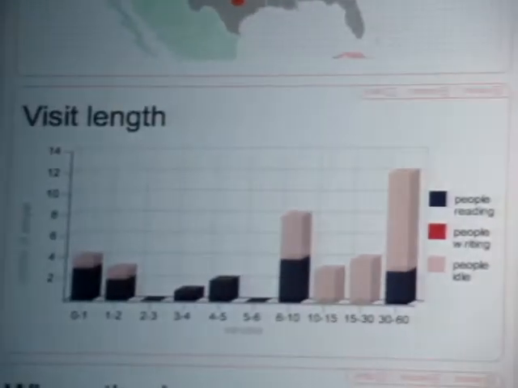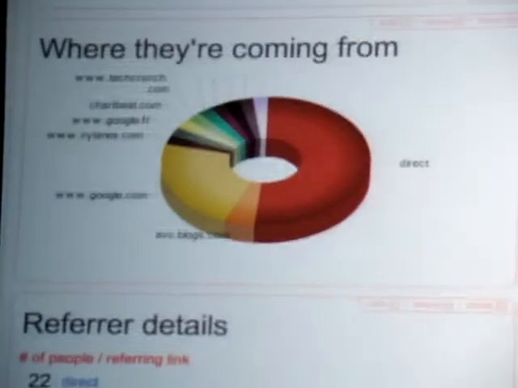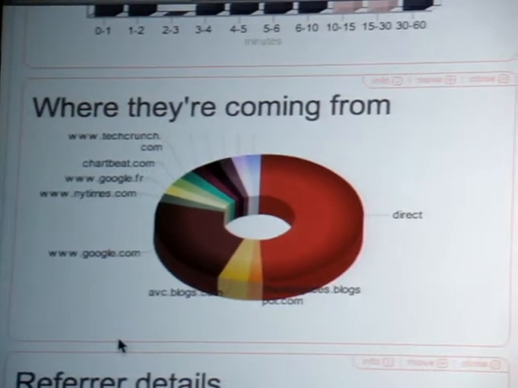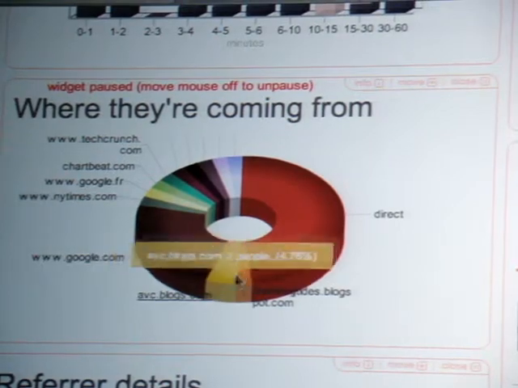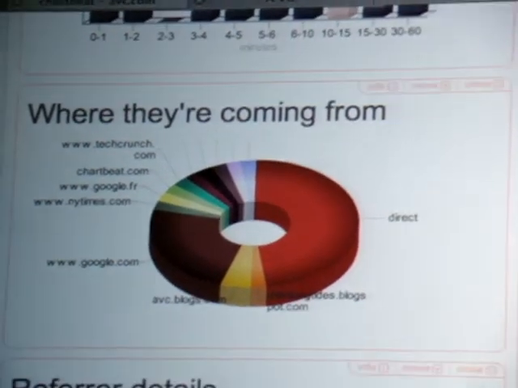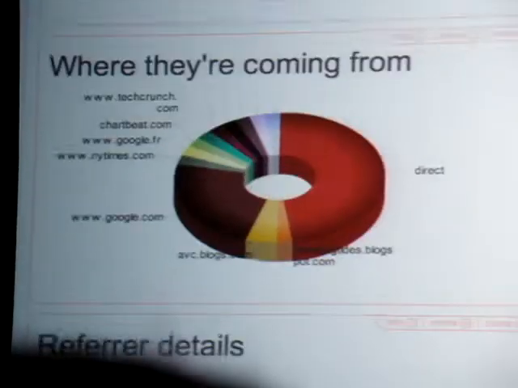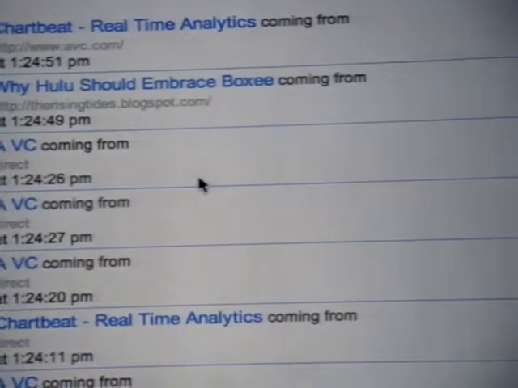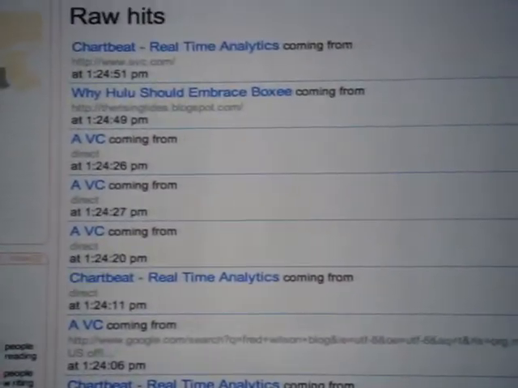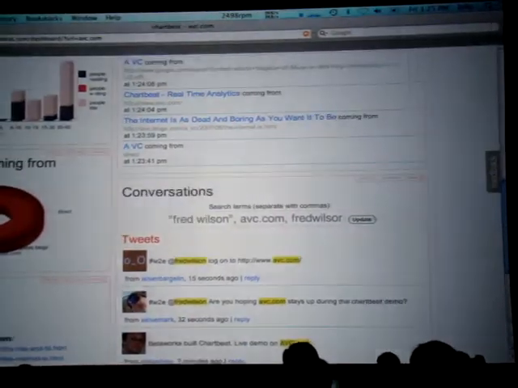I can also see visit length, how long people have been on the site. And then below that, we can actually see where people are coming from. And you'll notice that this is actually updating in real time. As people visit ABC, we see where it is that they're coming from, and then below that, the referrer details as well. We also see raw hits here, meaning individual pages that people are coming into ABC from, or if they're going from page to page within Fred's website.